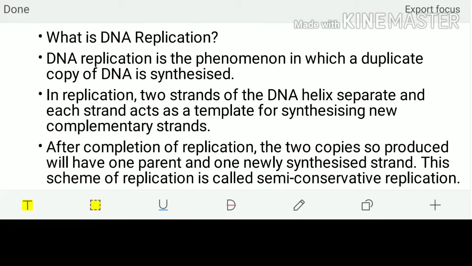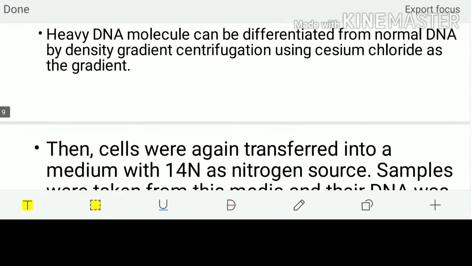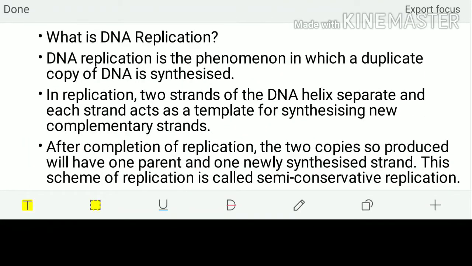Now, our today's topic is DNA replication. What is DNA replication basically?